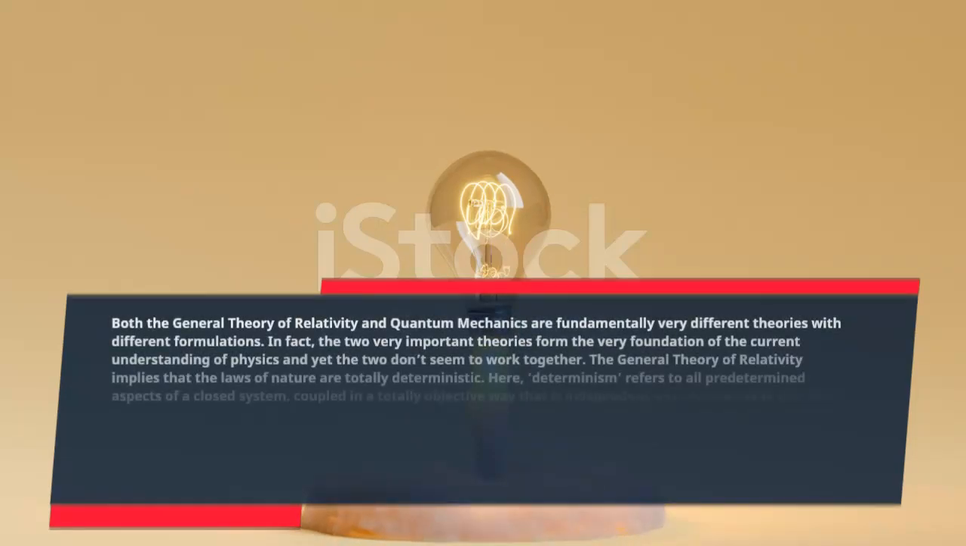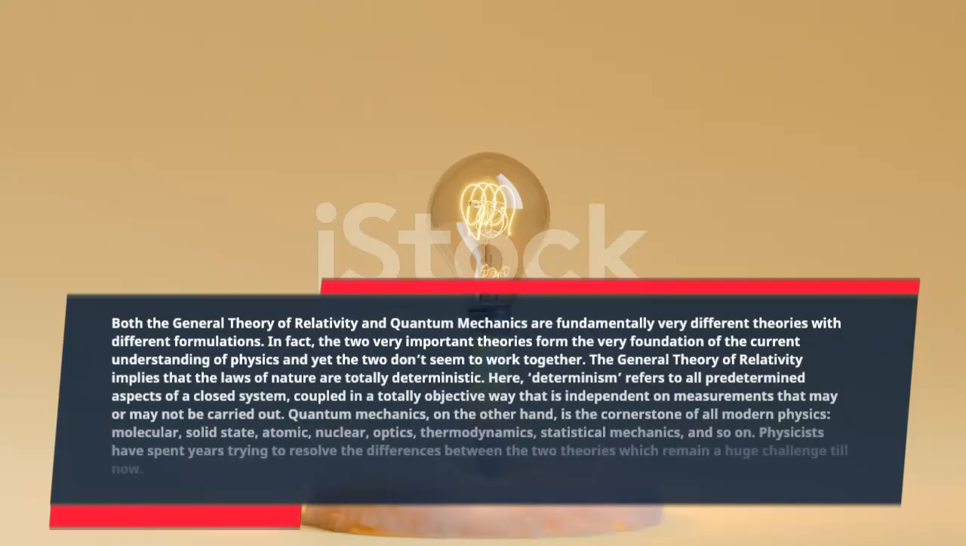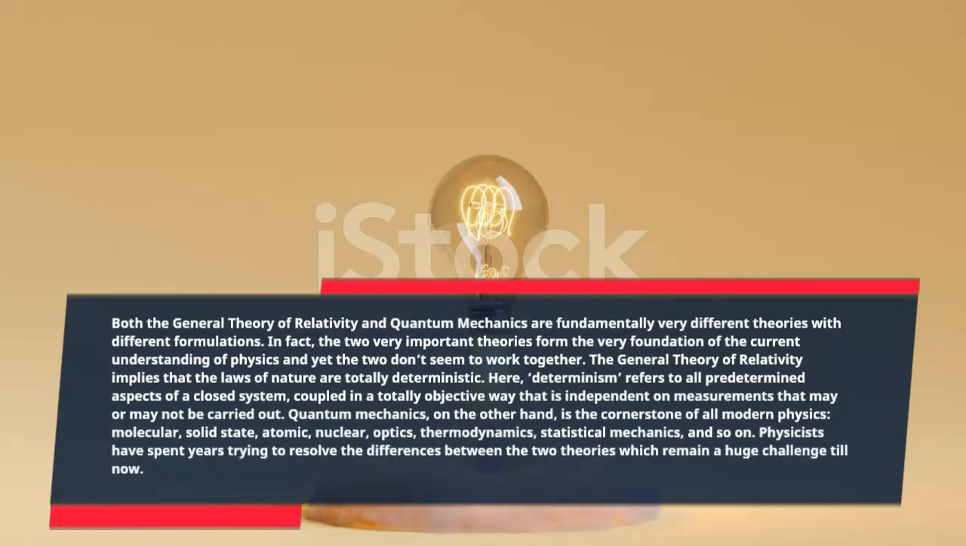The general theory of relativity implies that the laws of nature are totally deterministic. Here, determinism refers to all predetermined aspects of a closed system, coupled in a totally objective way that is independent of measurements that may or may not be carried out.